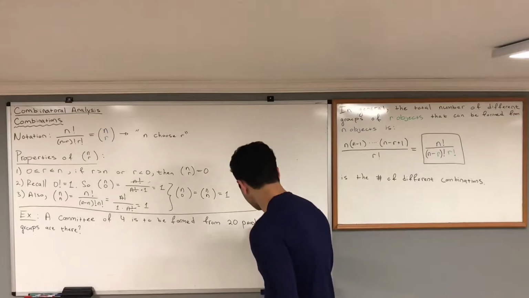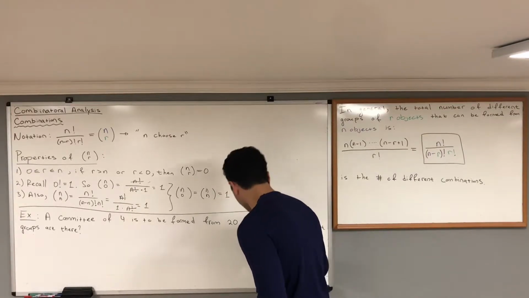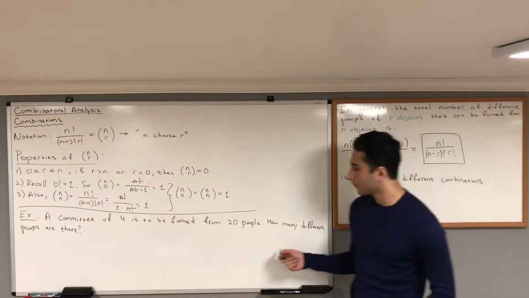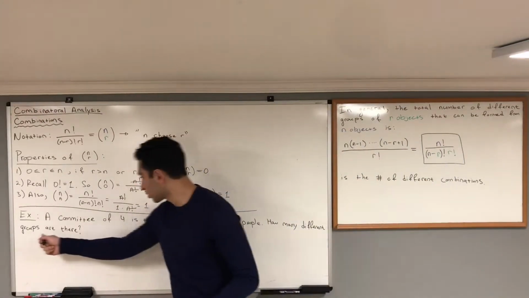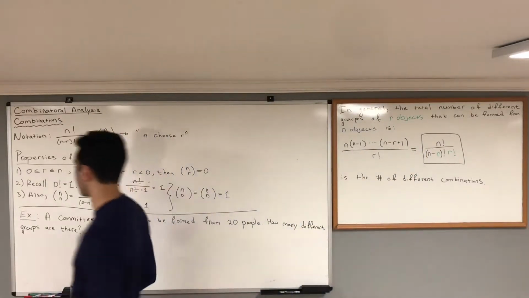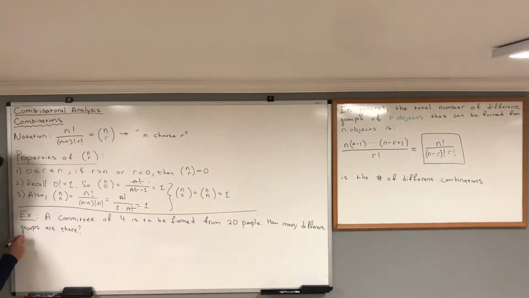So from the tips I gave you guys, first you have to recognize, is this a combination problem or is it not? Well, this gives it away right here. The question is asking how many different groups are there. So you should think combinations and not permutations.